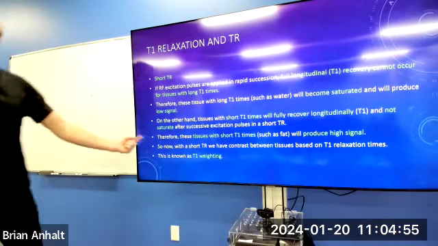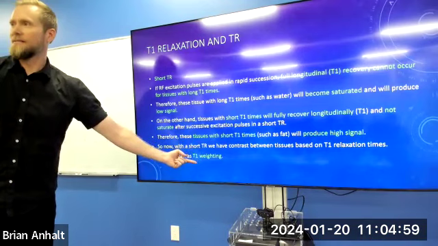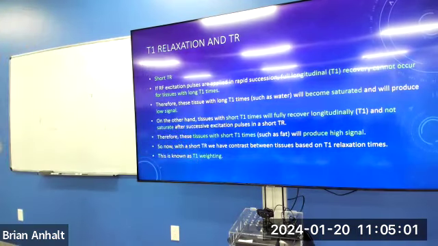With a short TR, we can get T1 contrast. This is called T1 contrast because we are getting contrast based on the differences of what? Also known as T1 recovery, right?